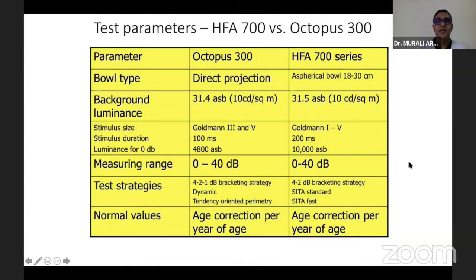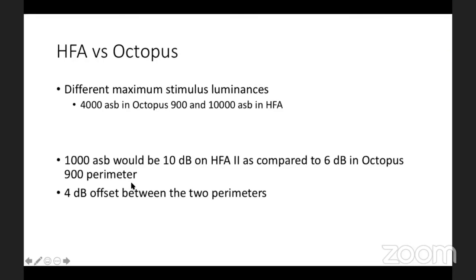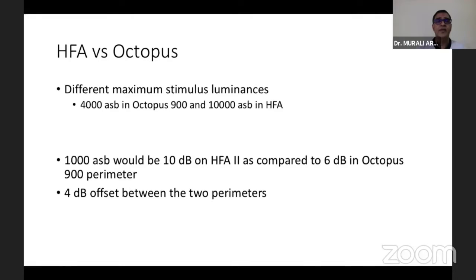So why this table and this elaborate method of telling you the differences is that you can't actually exactly look at the measured sensitivity and compare between perimeters, even between models. For example, if you look at the maximum stimulus in the 900 Octopus, it is 4,000 apostilbs, whereas it is 10,000 in the Humphrey. So therefore, 1,000 apostilbs will be 10 decibels on HFA2 as compared to 6 decibels in the Octopus 900. So therefore, straight away 4 decibel offset between the two perimeters.